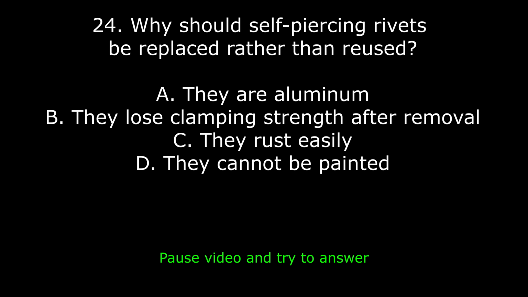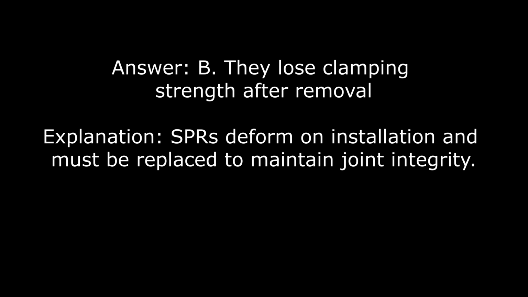24. Why should self-piercing rivets be replaced rather than reused? A. They are aluminum. B. They lose clamping strength after removal. C. They rust easily. D. They cannot be painted. Answer: B. They lose clamping strength after removal. Explanation: SPRs deform on installation and must be replaced to maintain joint integrity.